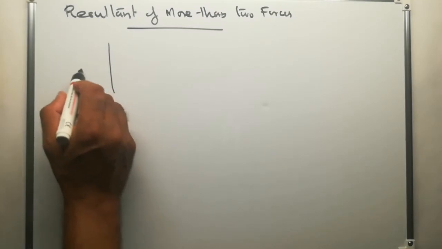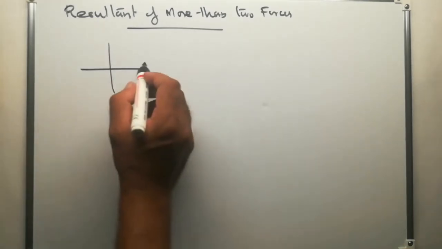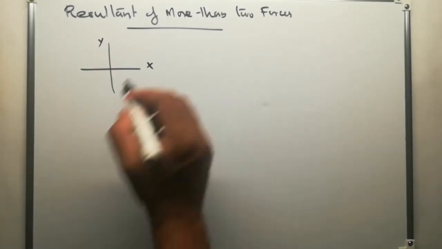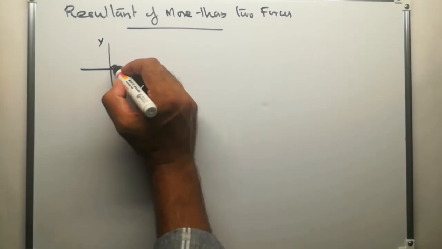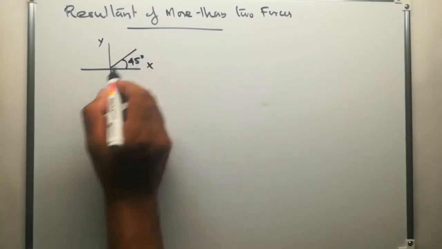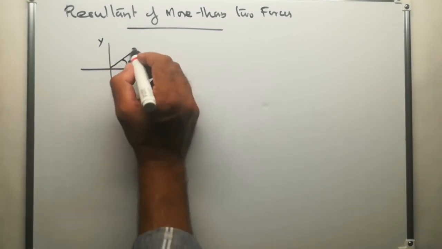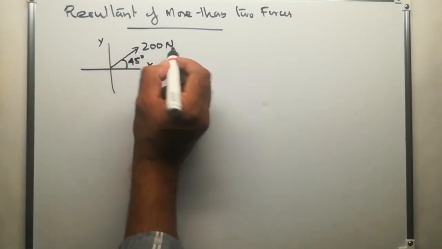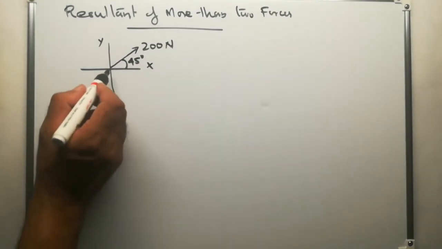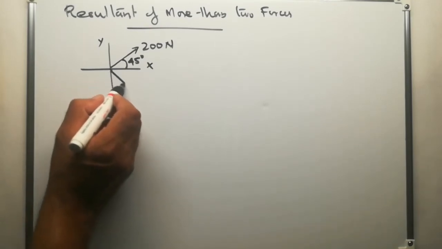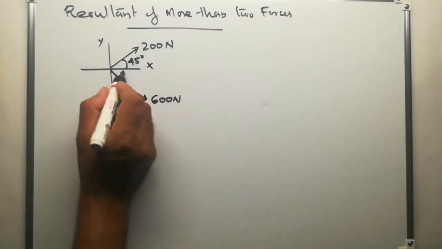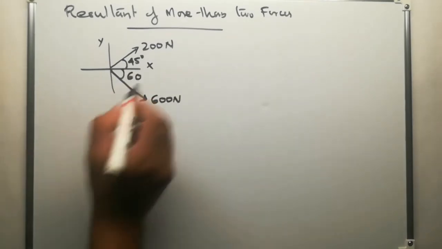So this is the figure given. Two mutually perpendicular directions, x and y. Three forces are acting like this. One is at 45 degrees with the x-axis and the magnitude is 200 Newton. Another force at 60 degrees with the x-axis like this. The magnitude is 600 Newton and this angle is 60 degrees.